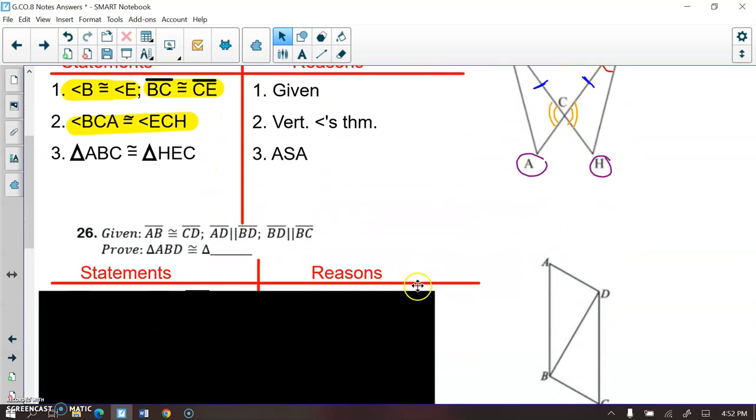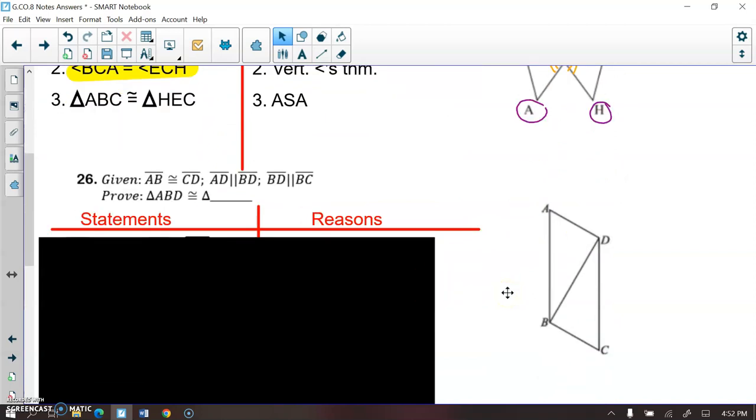All right, number 26 on this video, there's a couple of typos, but it's fixed on your note packet. AB is congruent to CD. That's not a typo. That is given to you. And then the next two are typos. So this should say AD is perpendicular to BD. So that means that this is a right angle here. And it should say BD is perpendicular to BC.